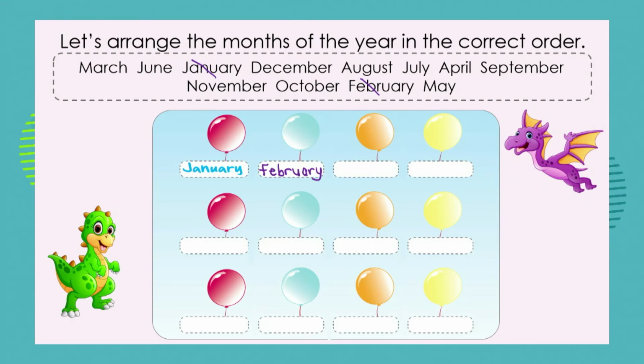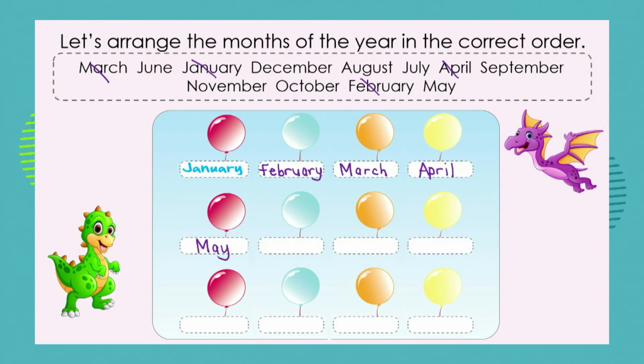Which is the third month of the year, grade ones? Yes, excellent. It is going to be March. So we can cross out March, and we know that in March we celebrate Human Rights Day. The next month after March is going to be April. So that is the fourth month of the year. What will be the fifth month of the year? Very good. It is going to be May.